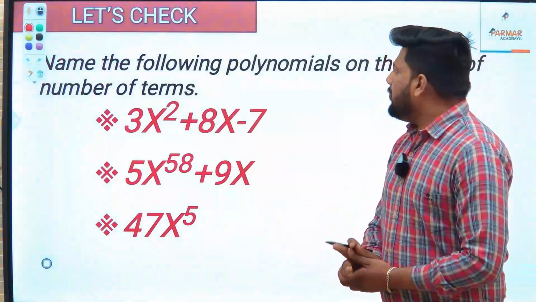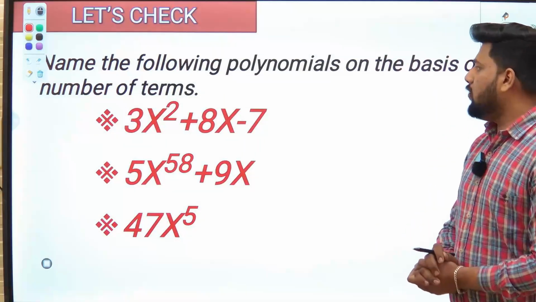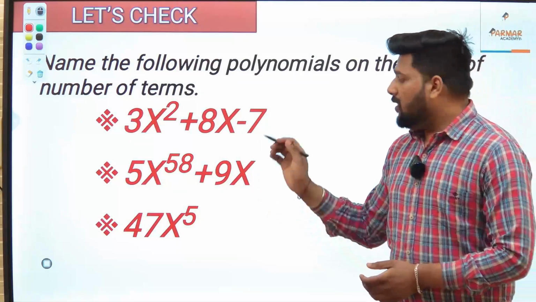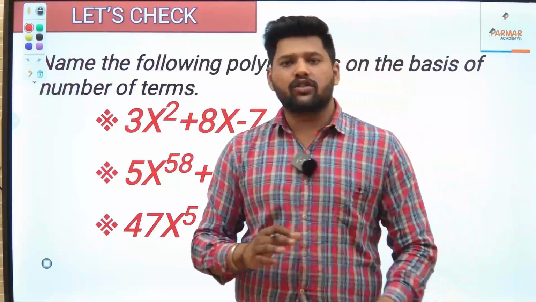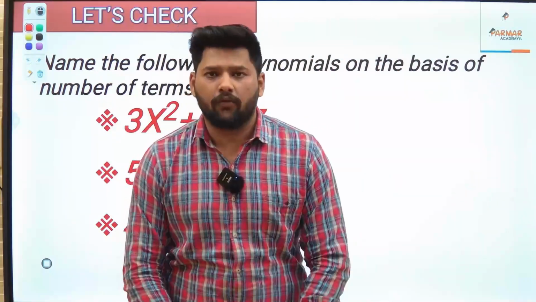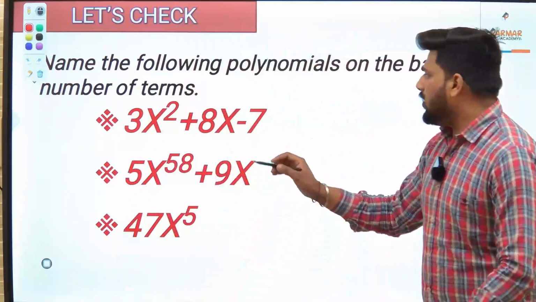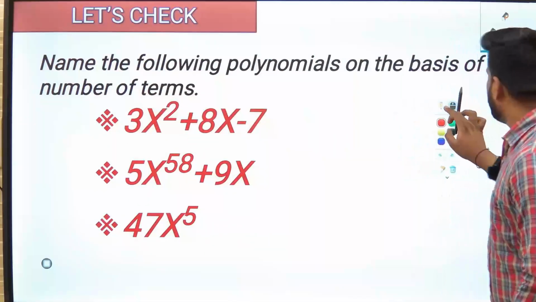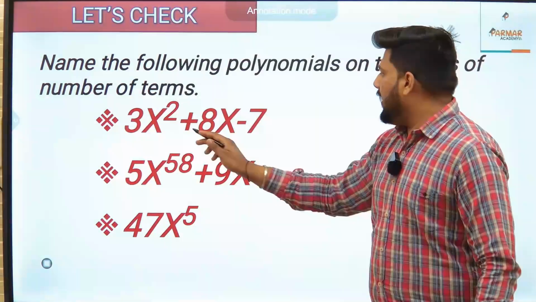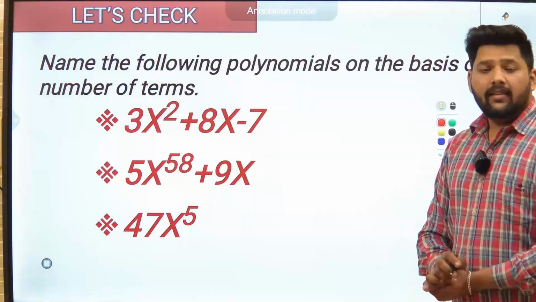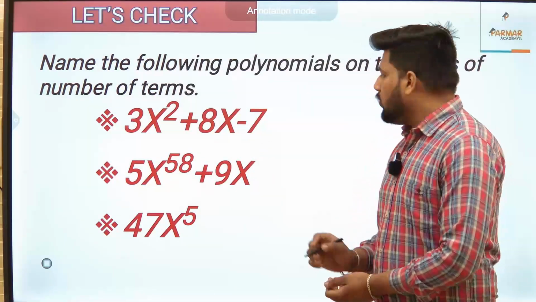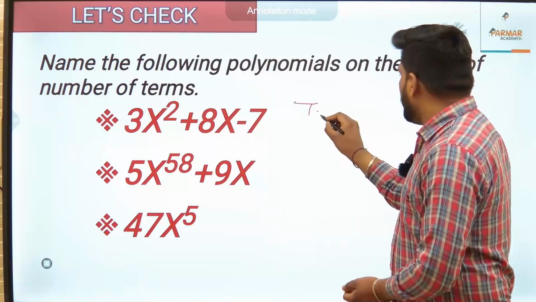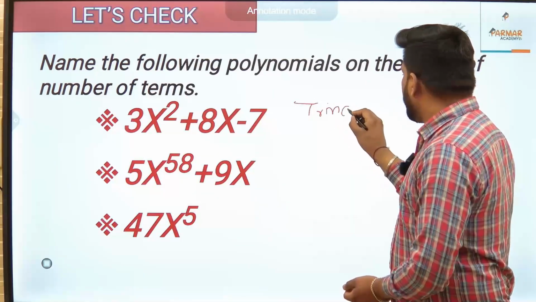Let's check: name the following polynomials on the basis of number of terms. Here we have to check these polynomials on the basis of number of terms. So let's start. The first polynomial is 3x square plus 8x minus 7. This polynomial has three terms, so it is a trinomial.